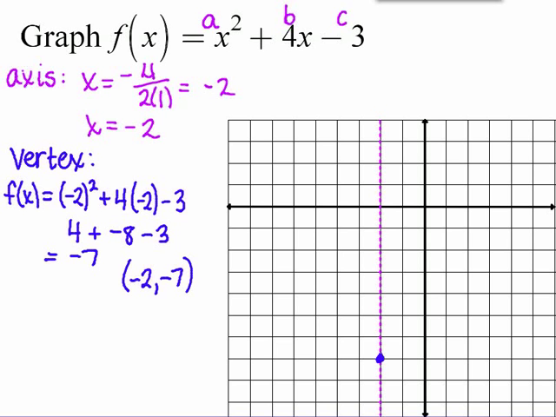Now the next thing we're going to do is find the y-intercept. Do we remember what the y-intercept is equivalent to? The y-intercept is equivalent to c. So in this problem, what is c going to be? -3. So I'm going to put a dot on the y-axis at -3. Now in order to draw my parabola, I'm also going to draw the mirror image of it on this side. And then all I need to do now is connect those points.